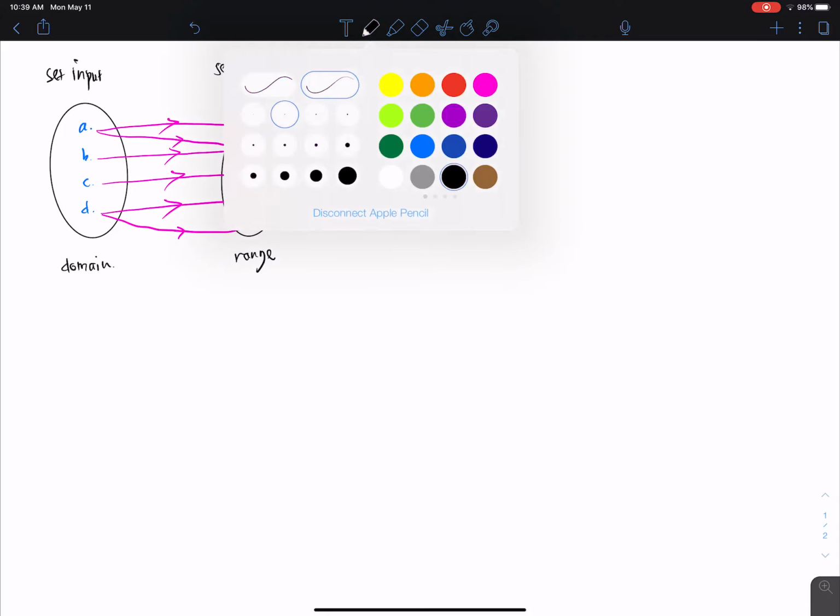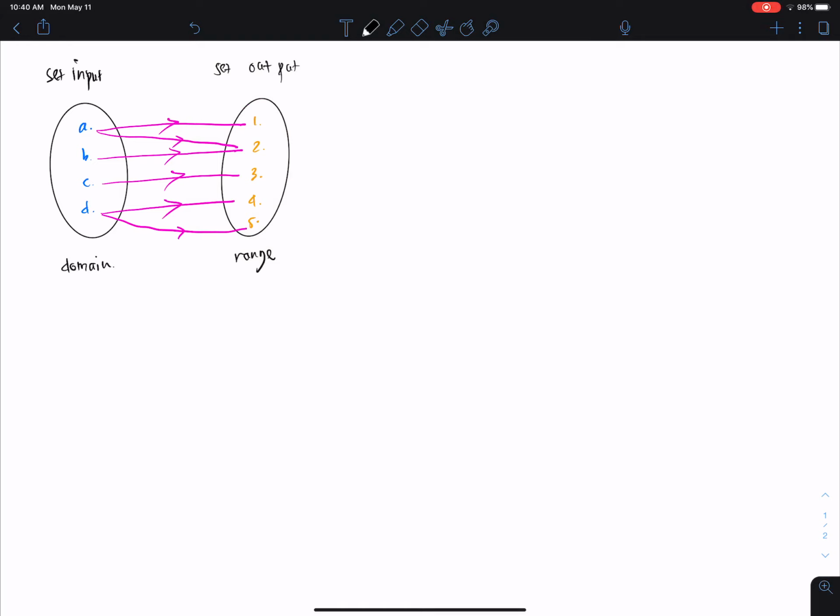So this is a relation, a relation with a set of ordered pairs. Let's call it relation A, with the ordered pairs A with 1, A with 2, B with 2, C with 3, D with 4, and then D again with 5. So this is a relation.